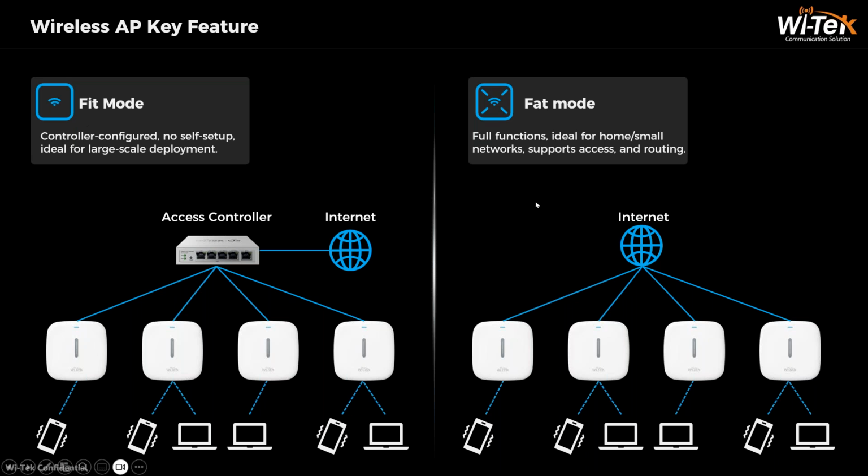If it's FAT mode, we can understand that each AP works like a router. Each AP must have its own configurations. But for the fit AP, they don't save any configuration in the fit mode. All the configuration will be saved in the access control of the gateway. So it means this system is a central management, right? Okay, let's move on.